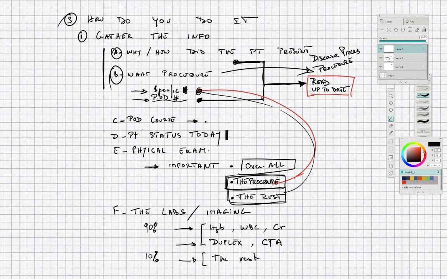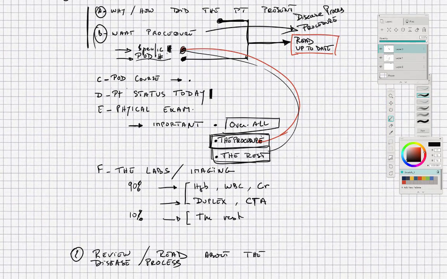So if the patient has had an aortic aneurysm repair, you have to examine the patient and know what his abdominal status is. If it was an open repair, what his lower extremity vascular exam is. This is important. That's why knowing about the disease process and the procedure will help you in gathering that information. Of course, the rest is also relevant.